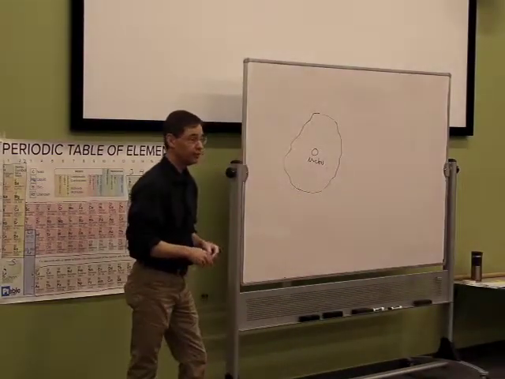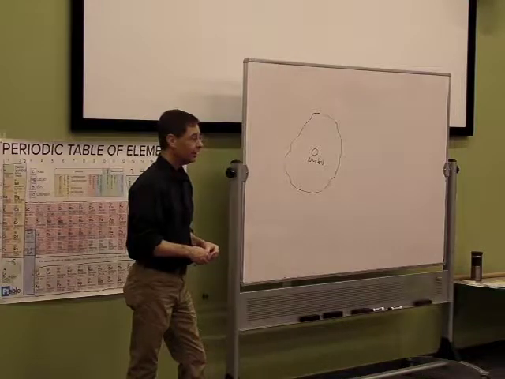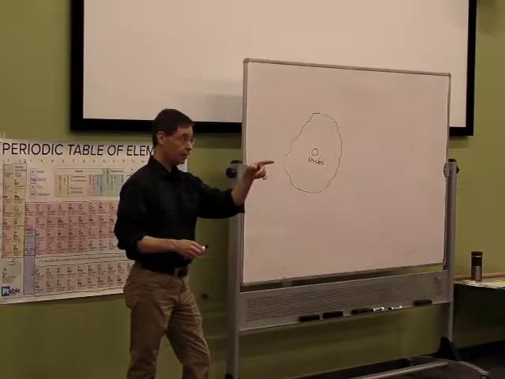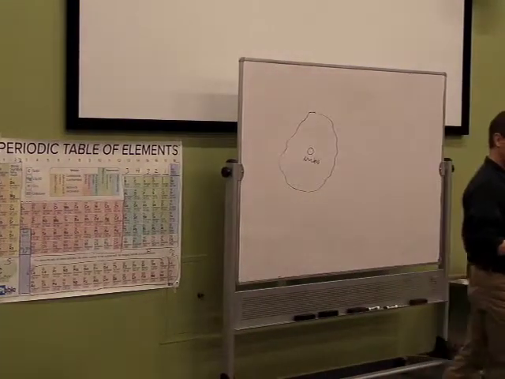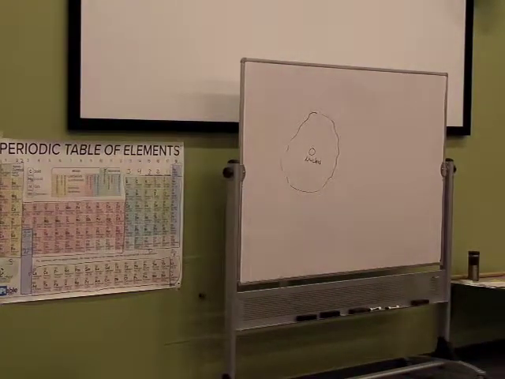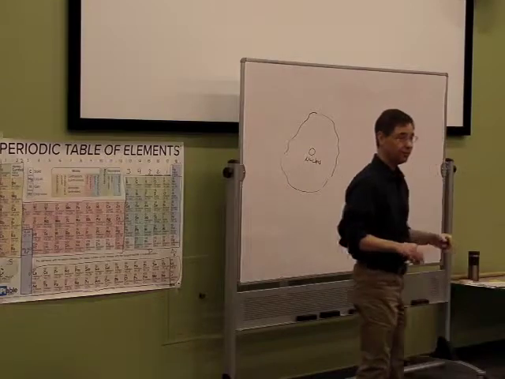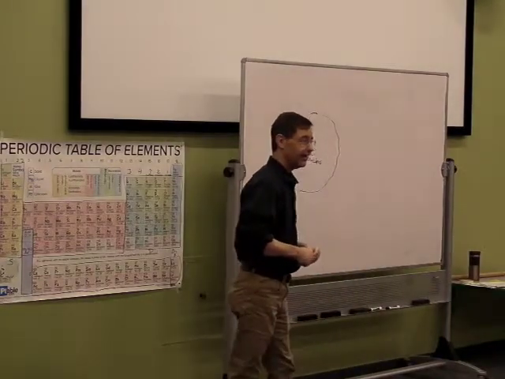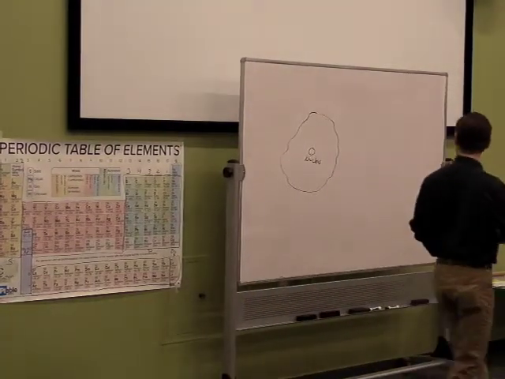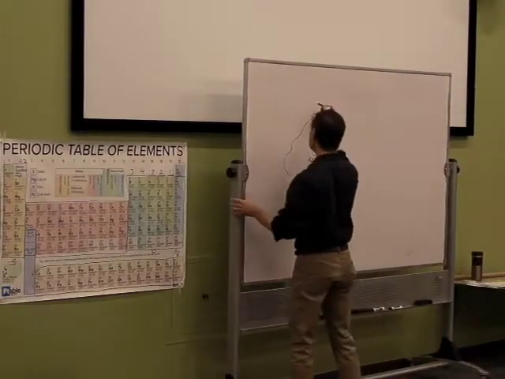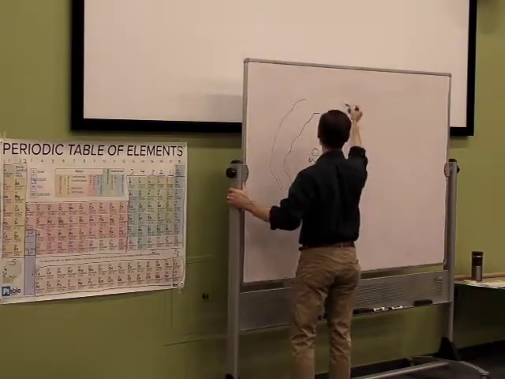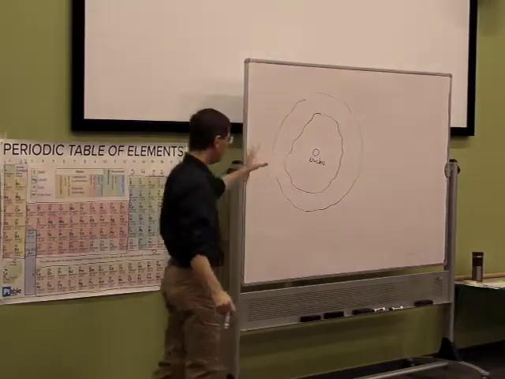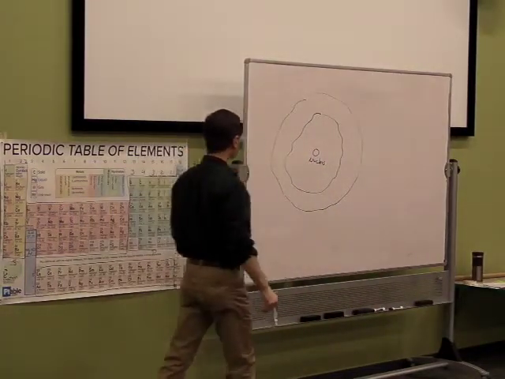Anybody remember who discovered the orbits? J.J. Thomson realized that there were electrons. He discovered the electrons. Who discovered the orbits? One of my favorite science guys. Yes, Bohr. That's right. Good. So Bohr discovered the idea that there were orbits around here. B-O-H-R, Bohr. We're going to talk a lot more about that later today.